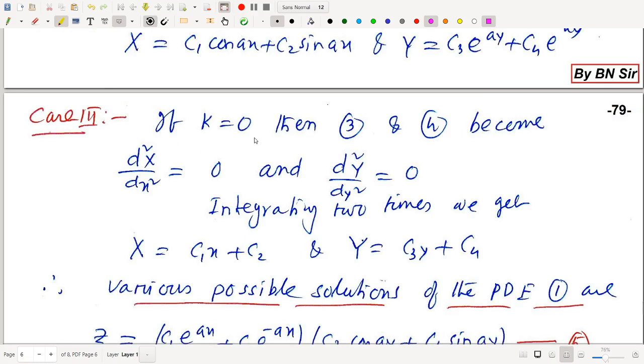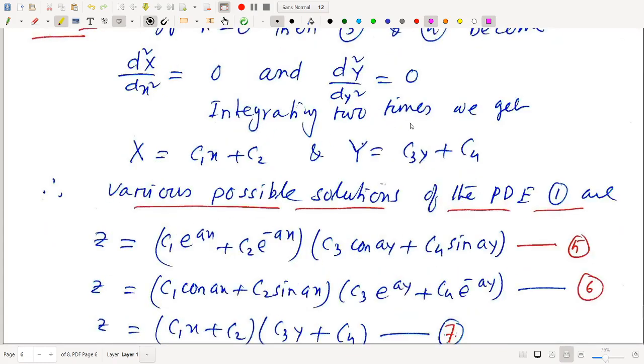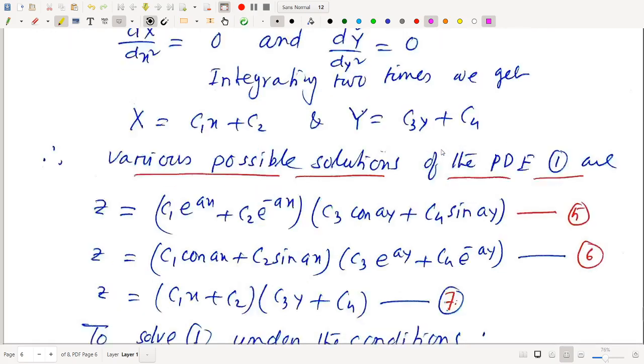If k equal to 0, case 3, then equations 3 and 4 become d²X/dx² = 0, d²Y/dy² = 0. Therefore, integrating two times: if we integrate once, dX/dx will be c1, and then integrating again, it will be c1x + c2. Similarly, d²Y/dy² is equal to 0. If we integrate once, dY/dy equals c3, another constant, and then integrating, c3y + c4.